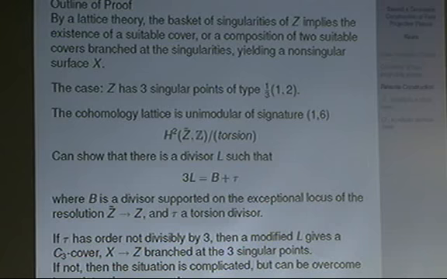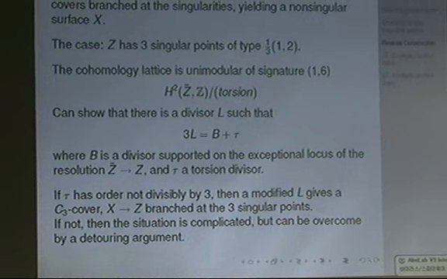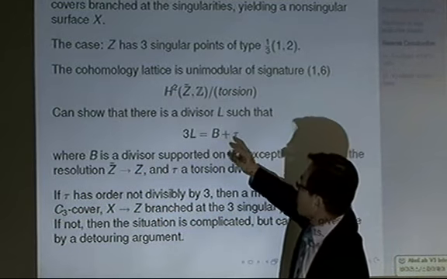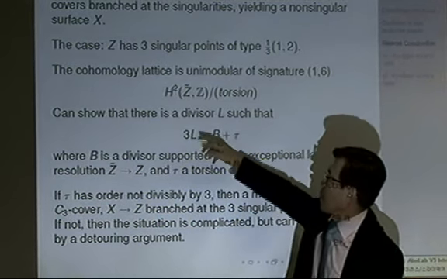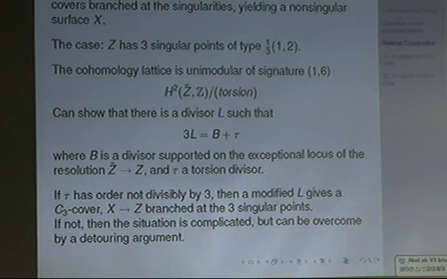If pi has order not divisible by 3, then a modified L, so you can get rid of this tau by multiplying by the order of tau, and then you can take another L and another B, so that you can assume that tau equals 0. Then a modified L gives a C3 cover.